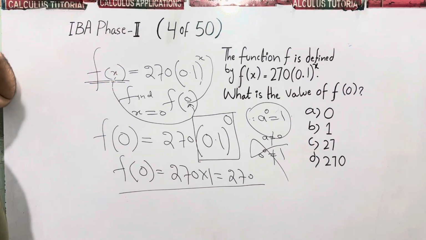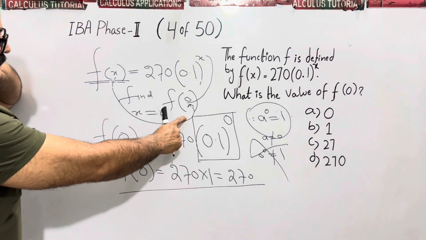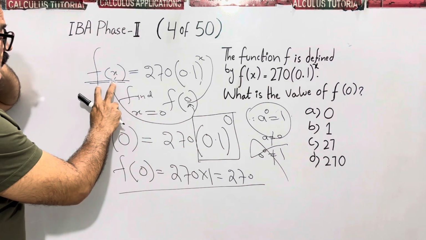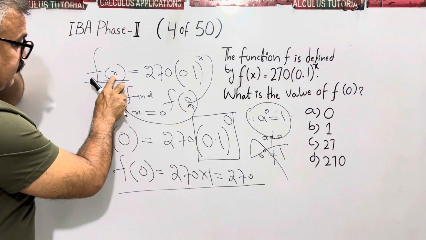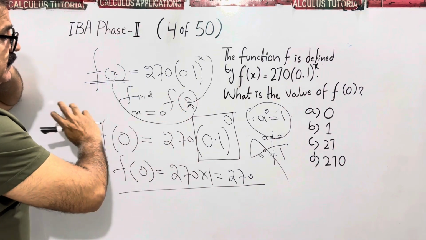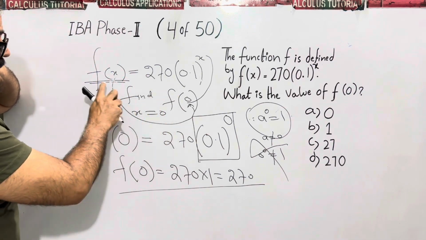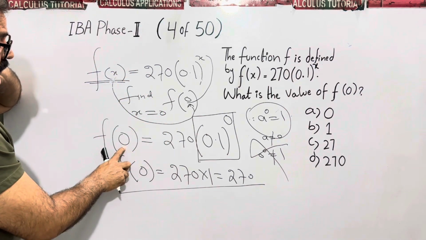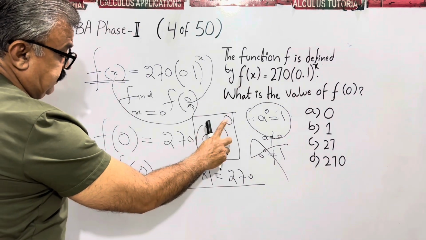The function is given to us: f of x is equal to 270 times 0.1 raised to x. Find f of 0. Here it is f of x, here f of 0. If you compare, the value of x is 0. We are just asked to put the value of x as 0 and evaluate the function. Here, instead of x, I have plugged in 0: 270 times 0.1 raised to 0.